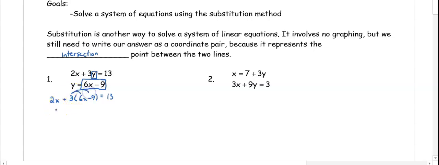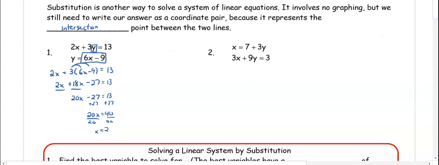So we would distribute the 3. 2x plus 18x minus 27 is equal to 13. We can combine the x's. 20x minus 27 equals 13. We can add 27 to both sides. 20x equals 40. So we divide by 20, x equals 2.